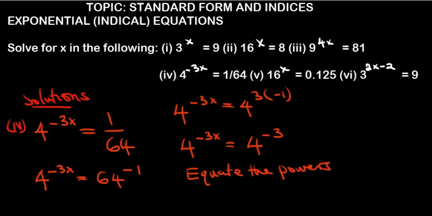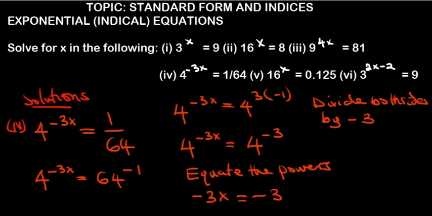And when you equate the powers, what are you going to have? You have minus 3x equals minus 3. So from here you can divide both sides by minus 3. So that means you have minus 3x over minus 3 equals minus 3 over minus 3. So minus 3 cancels minus 3, that's x, and minus 3 cancels minus 3, that's equals to 1. So the answer is x equals 1, and that's the easiest and step-by-step way to solve the question.